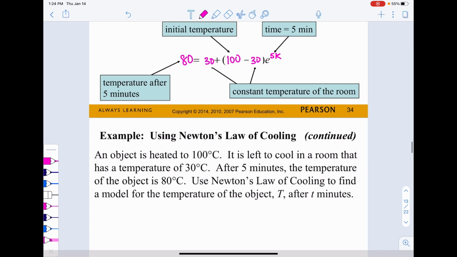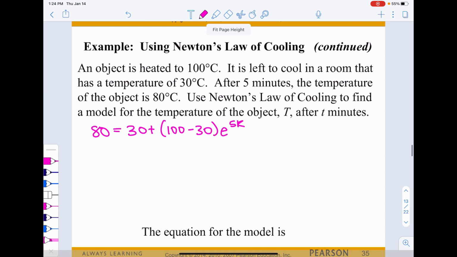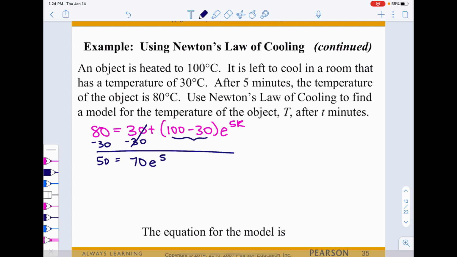We're looking at 80 is equal to 30 plus, you could probably do the 100 minus 30 in your head, but for the sake of writing it all out, we have e to the 5k. We are going to simplify it down to figure out what that k value is. So solve to get k all by itself. Let's start by subtracting 30. If we subtract the 30, we're left with 50 is equal to, let's simplify those parentheses, 100 minus 30, that's going to give us 70 e to the 5k.